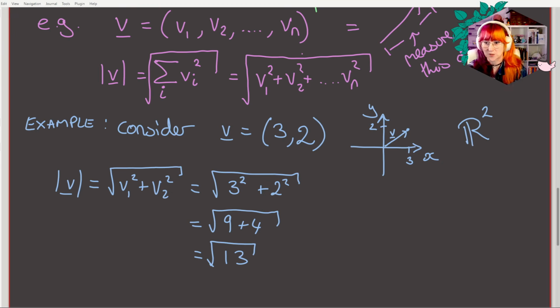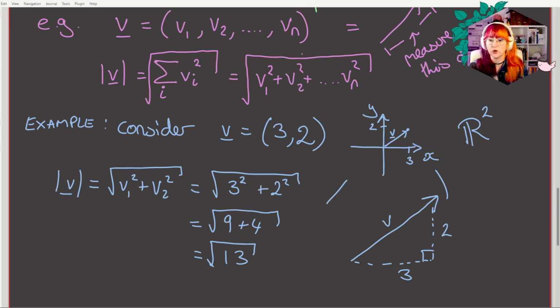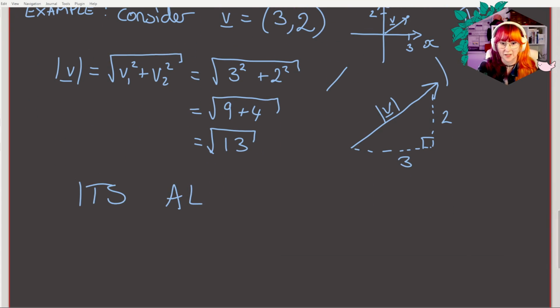Now, I like doing this in R squared because of our position vectors in R squared. Say I've zoomed this in, right? This is V, and the way that we get it is we go across by an amount 3, and we go up by an amount 2, and our axes are perpendicular. So what we've done is we've made a right angle triangle with side lengths 3, 2, and V, or the norm of V, is the length of that side, which is basically just my way of saying it's all Pythagoras.